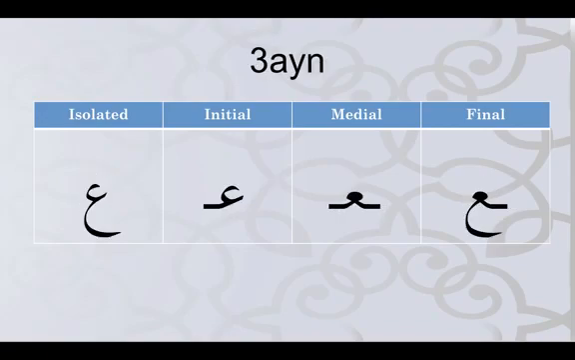Next we have the two sister letters, ayn and ghayn. Notice all four forms of the letter ayn are written differently from each other. Same as ghayn, except ghayn has a dot on it. Ayn has no dot on it. Ghayn has a dot on it.